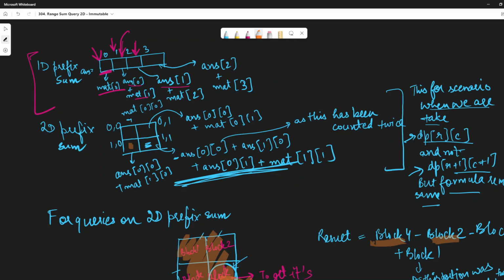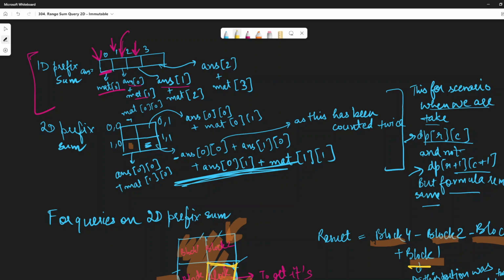We'll subtract block 2, that is this one would be subtracted, then block 3, this one would be subtracted, and then block 1 we are required to add. Why are we required to add? Because we have subtracted block 2 and block 3 twice. So that's why we are required to add it. So now our answer would be for this block only, not for the entire block. So this is the formula which we are required to use while making our queries.